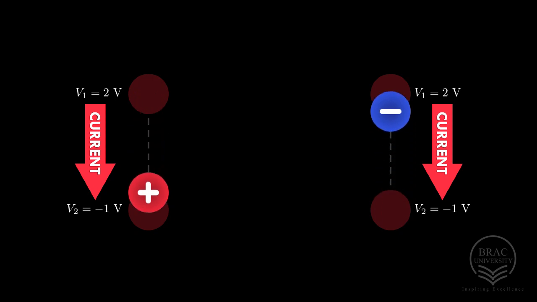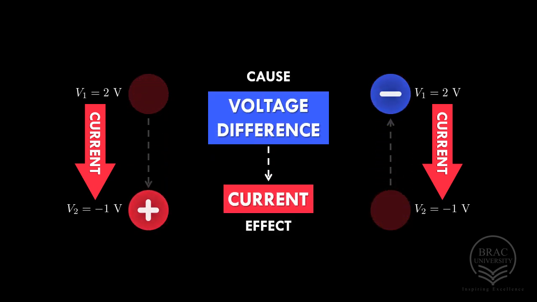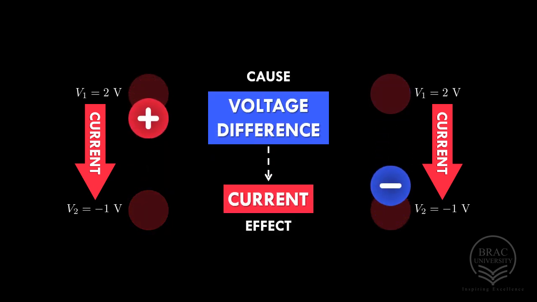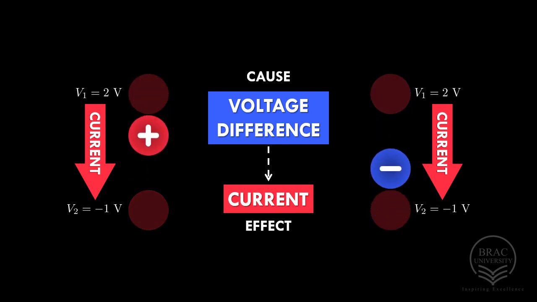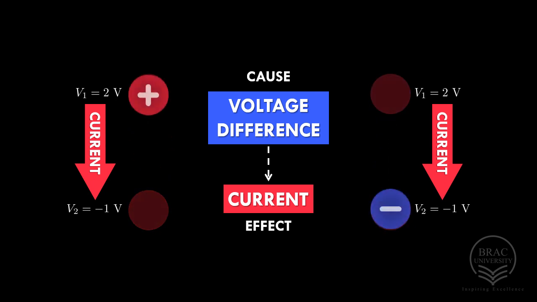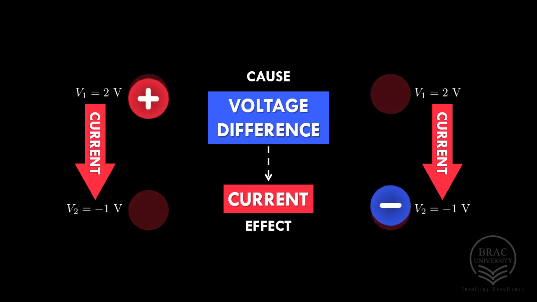We have seen in the previous lectures that when there is a voltage difference between 2 points, it causes current to flow from higher voltage location to lower voltage location. And that's true for both positive and negative charges. If you are confused why negative charges moving in the upwards direction should cause current flow in the downward direction, I would suggest you to rewatch lecture 6.